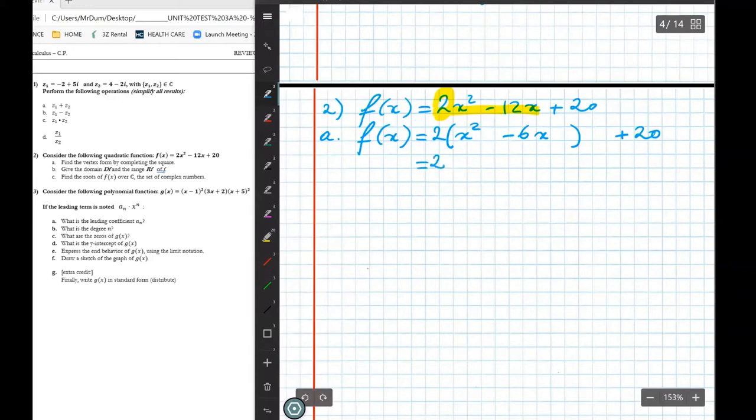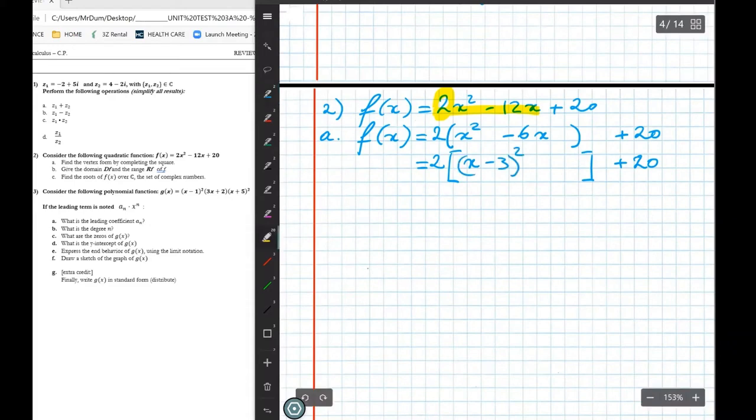And here comes the completing the square. So let me replace those parentheses by brackets. Plus 20 stays put for now. First, I bring down the x. Then half of the coefficient, half of negative 6 is negative 3. Then I'm going to square the whole thing.